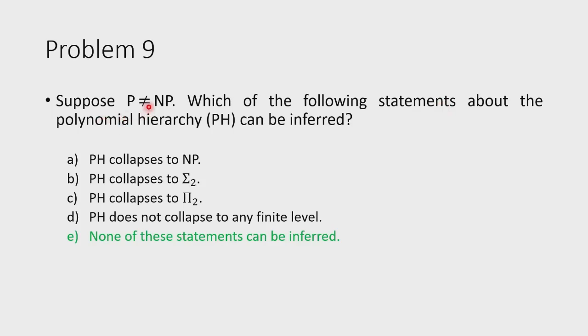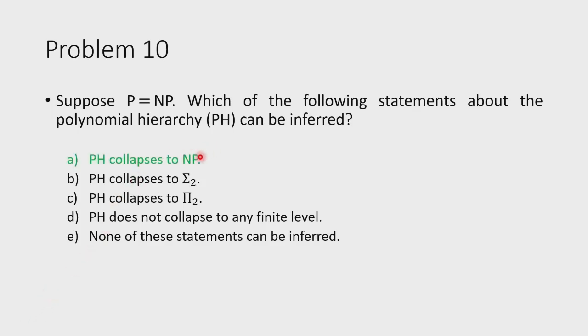Now let's look at a complement of this question. Here we had P not equal to NP. What if P equals NP? Suppose P equals NP, then which of the following statements about the polynomial hierarchy can be inferred? The options are the same: PH collapses to NP, PH collapses to sigma 2, PH collapses to pi 2, PH does not collapse to any finite level, and none of the statements can be inferred. If P is equal to NP, then probably answer A would be correct, that everything will collapse down.